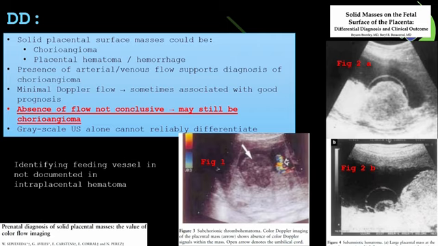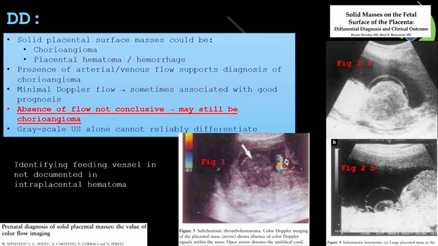When we evaluate a solid mass on the fetal surface of the placenta, two main possibilities have to be kept in mind. One is chorioangioma and the other one is placental hemorrhage or hematoma. Now, how do we differentiate between both these conditions? Here is where the color Doppler plays an important role.